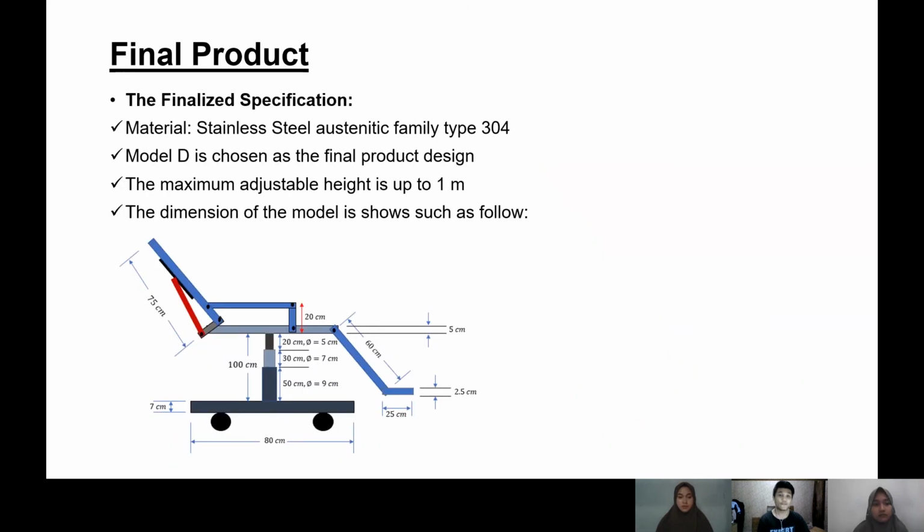Next, for the final product, we discussed that the material will be stainless steel of the austenitic family, type 304, and the maximum adjustable height is up to 1 meter. And here we show you the dimensions of the chair.